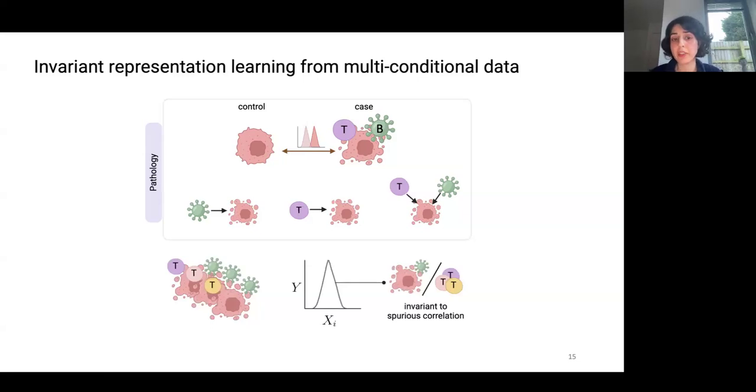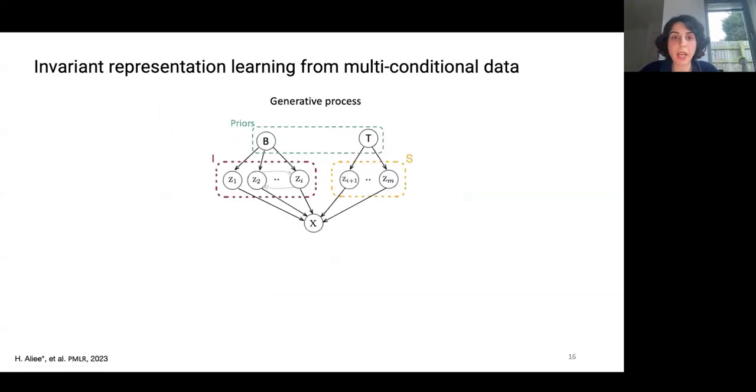But how can we really understand which is which? The idea of invariant representation is that if we observe the cell in different environments under the same condition, then these environments are going to only affect a spurious correlation in the data. And the true relation between the disease and the cell should remain invariant. And therefore, using this assumption, we can derive the distribution of the cells, which can help us to dissect the invariant from the spurious correlations in the data. But how can we achieve this? This is the generative process that I propose, and I assume that my cells are generated from this process.